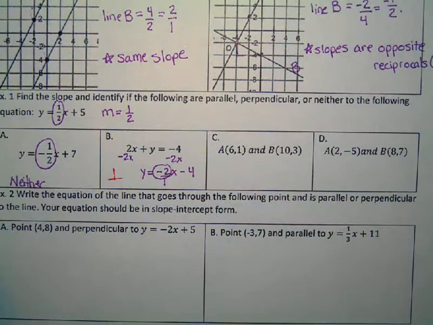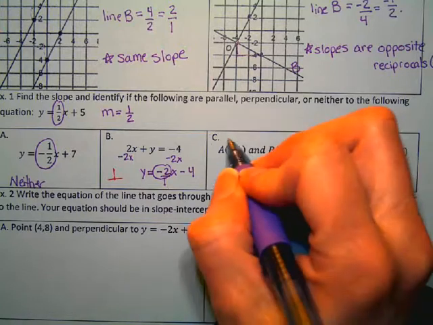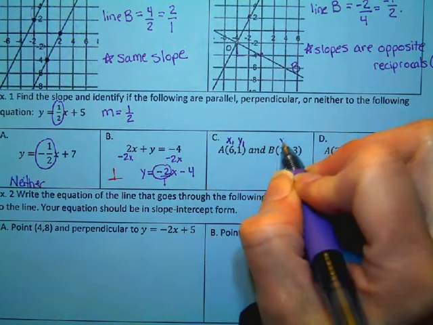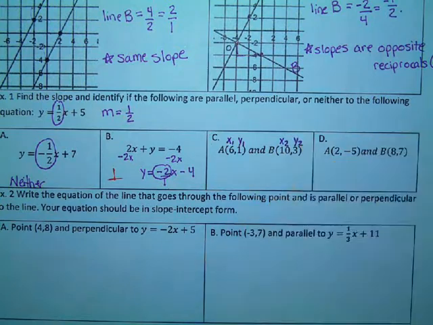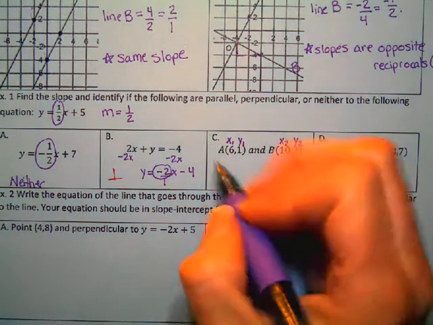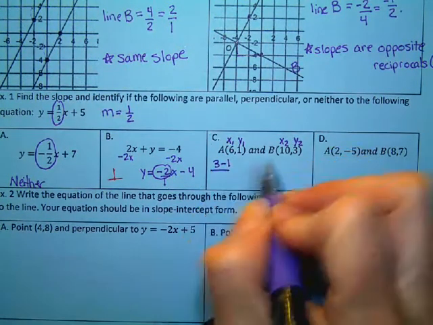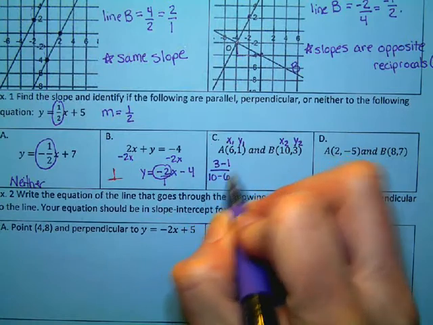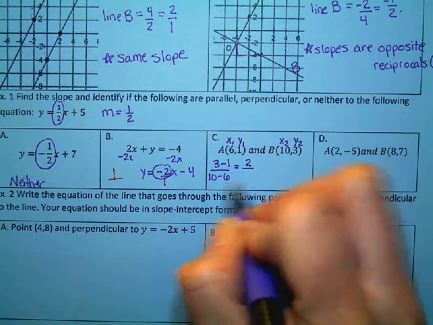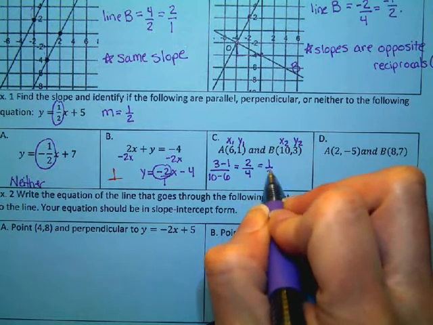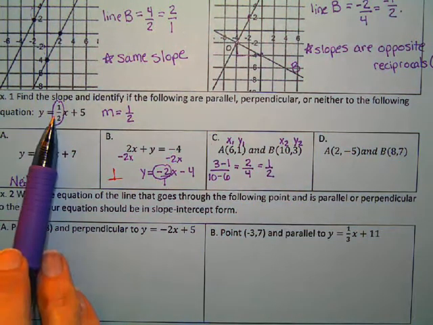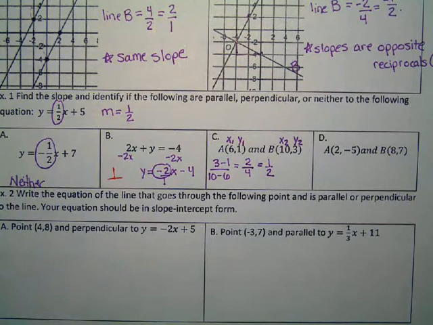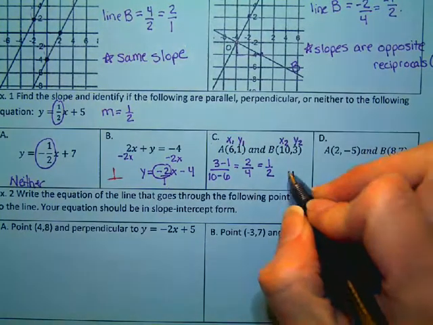Okay. This one, they give us 2 points. Well, to find the slope of 2 points, you have to use the slope formula. So we're going to take, this is your x1, your y1, x2, and y2. The slope formula is on the reference sheet, but we can do 3 minus 1 over 10 minus 6. I get 2 over 4, which equals 1/2. Now look to what we're comparing to. This was 1/2, this is 1/2. If they have the same slopes, then we can say those lines are parallel. They are parallel because they have the same slope.